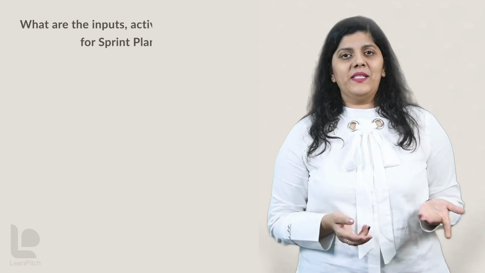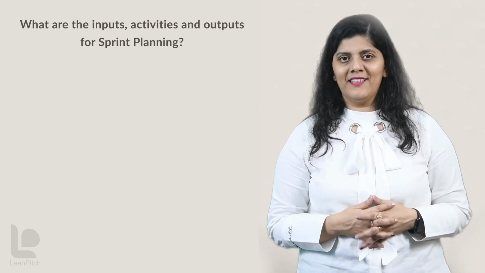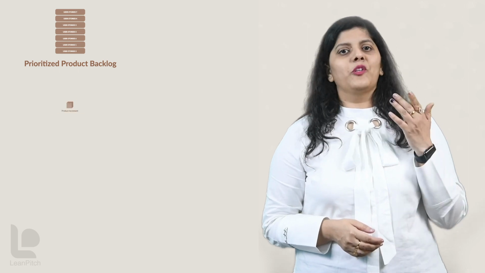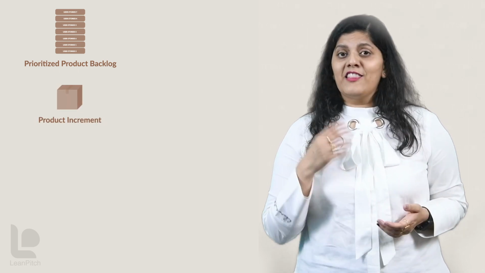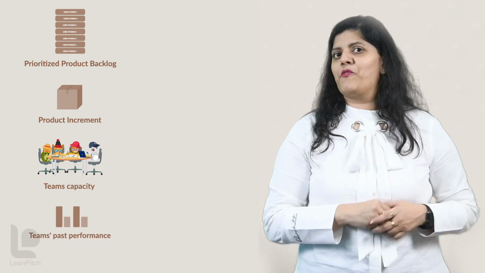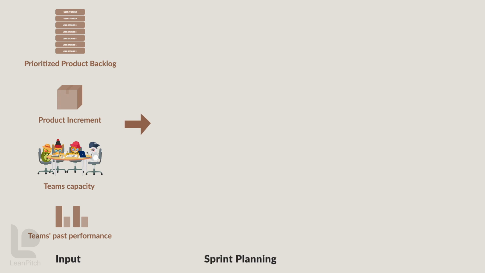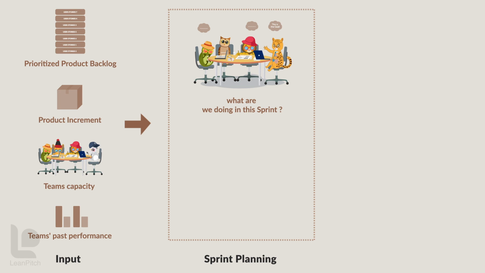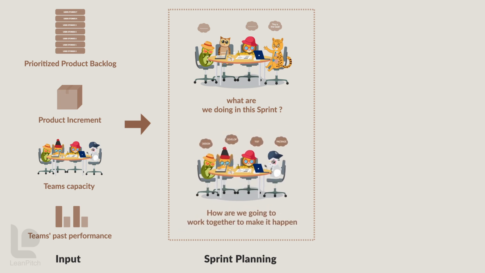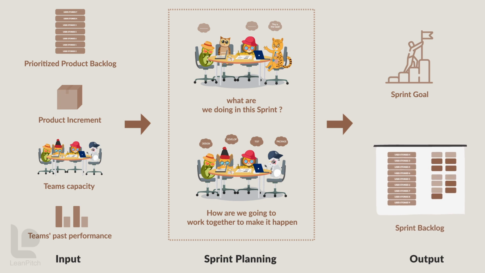What are the inputs, activities, and outputs for the sprint planning? The prioritized product backlog, the product increment from the previous sprints, the team's capacity for the sprint, and the past performance of the team are the inputs for sprint planning. During the sprint planning, the team works in two parts. 1. Identifying what are we doing in the sprint. 2. How are we going to work together to make it happen? The output of the sprint planning is sprint goal and sprint backlog. You may also have key progress indicators to measure the progress as output.